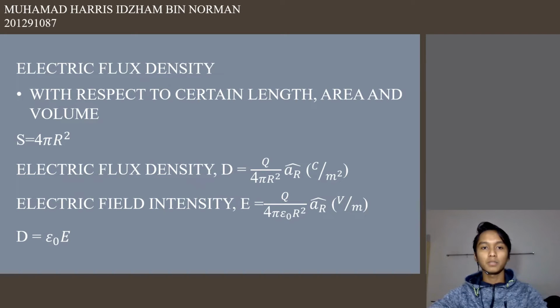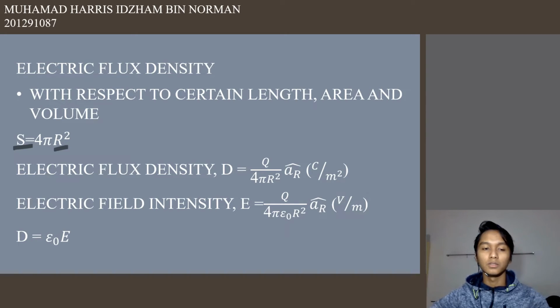From Faraday's experiment, the density can be calculated from the surface area of the sphere. We know the surface area of the sphere is given by S equals 4 pi r squared, where S is the surface area and r is the radius. Hence, the electric flux density is the total amount of electric flux that has crossed a certain surface area, so we can define it as Q over 4 pi r squared. Q is the amount of electric flux generated and 4 pi r squared is the surface area.